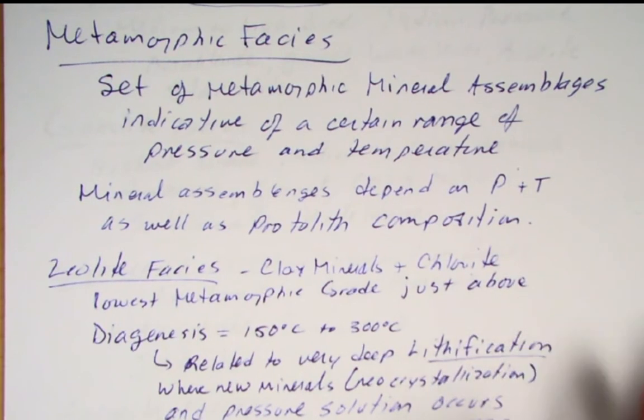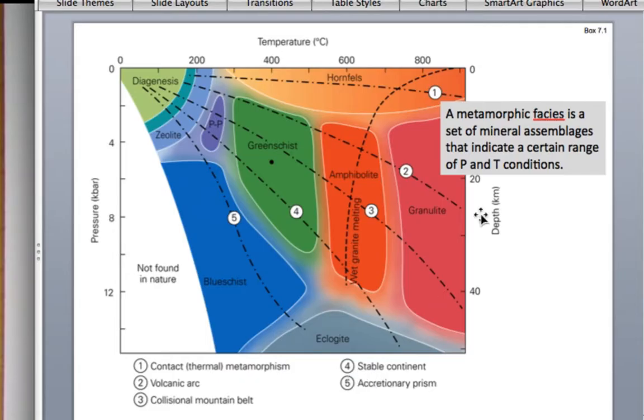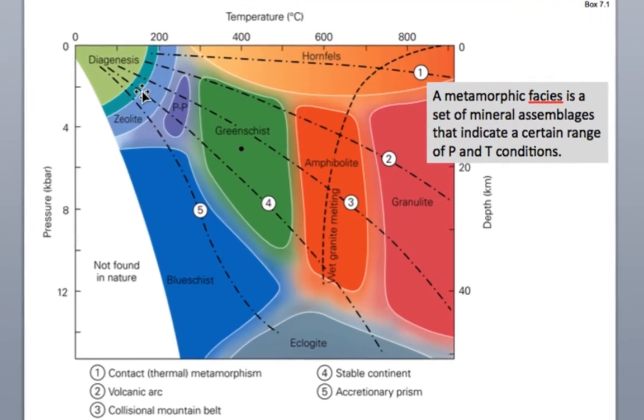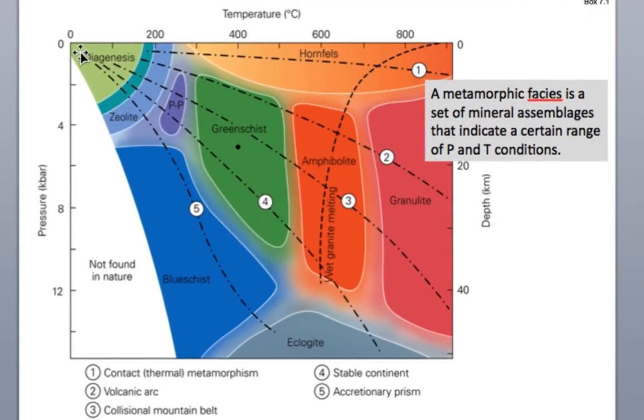Now, the idea of metamorphic facies. Remember, a facies is an assemblage of minerals that defines particular pressure and temperature conditions, so what the protolith experienced. You'll find that there are several facies, and a set of mineral assemblages indicates certain ranges of pressure and temperature. So zeolite is a very low pressure and temperature facies, just above something called diagenesis.